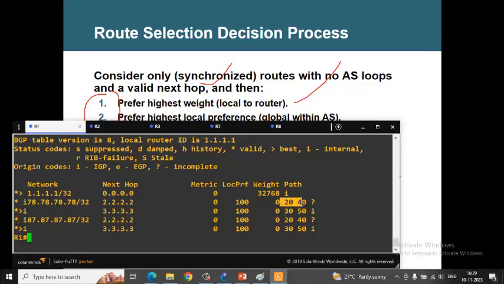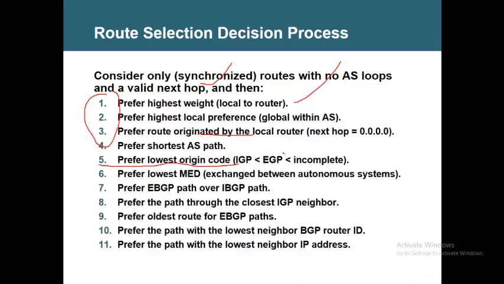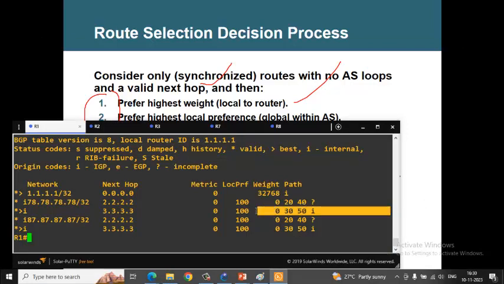This is also 2 hop. This is also 2 hop. So AS is also a tie. That is why it comes here as a tiebreaker. The lowest origin code. I is lower than incomplete question mark, isn't it? So this is a tiebreaker.